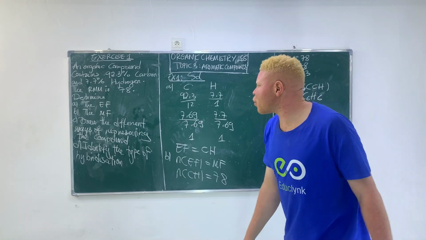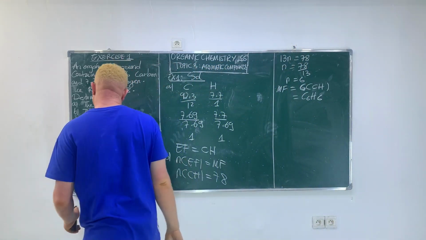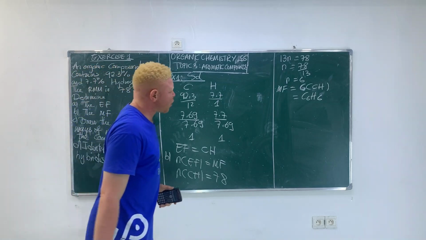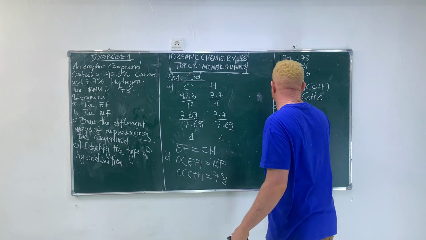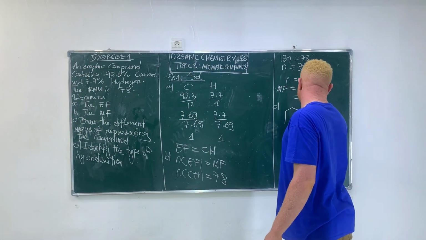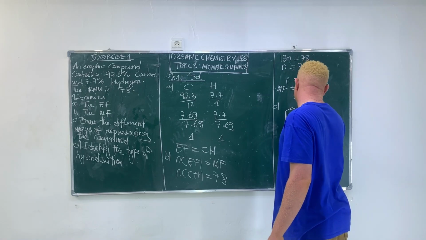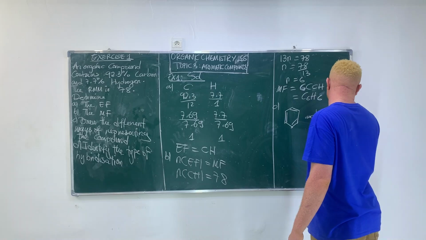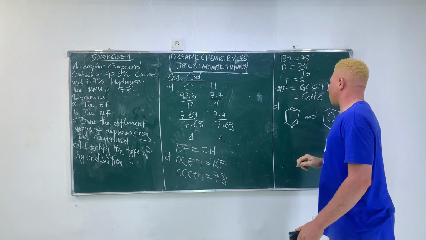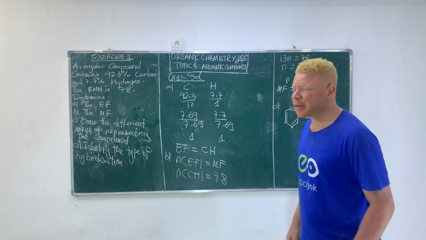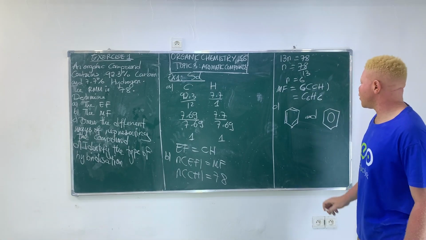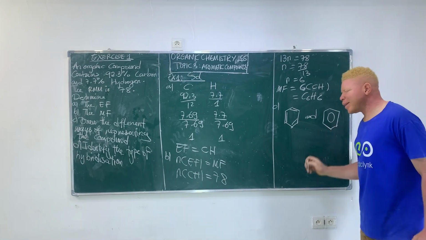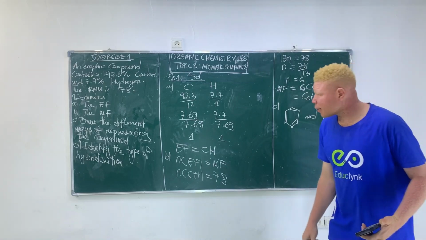So our compound is benzene. They're asking us about the different ways of representing the compound. So I'm going to draw a Kekulé structure and a model structure. There are two main ways of representing benzene: either you represent benzene using alternating double and single bonds, or you represent benzene using an aromatic ring.